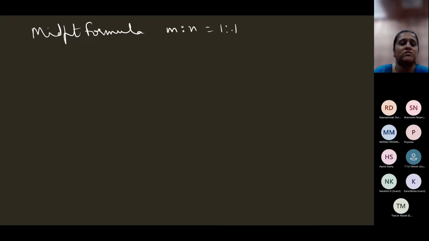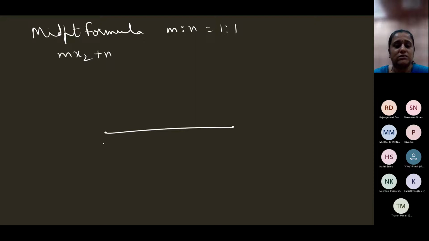Okay, now talking about the midpoint formula. The midpoint formula is an extension of the section formula, where the ratio m:n is 1:1. So what is the section formula? mx2 plus nx1 by m plus n. Suppose P lies on AB and it divides AB in the ratio 1:1. The ratio is 1:1.